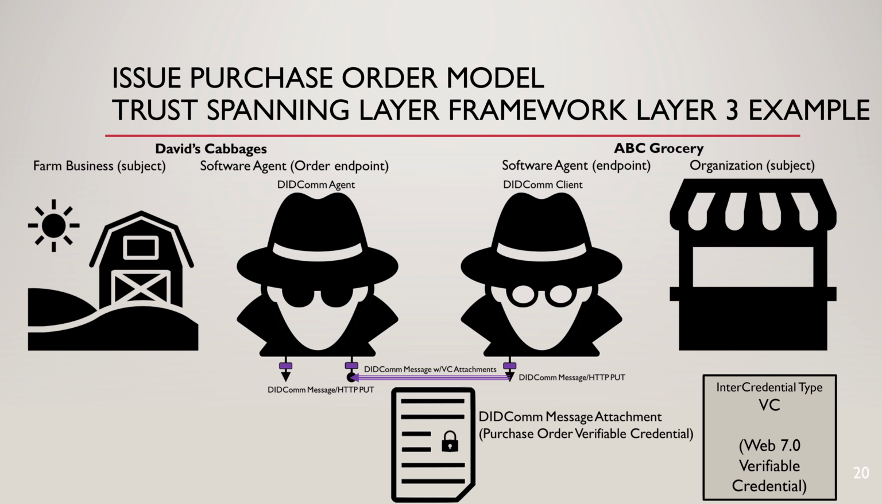And so at the bottom, you can see the purchase order verifiable credential, and you can see its blood type is VC. And it is sent by ABC Grocery's DIDComm agent, and it's received by David's Cabbages DIDComm agent, very similar to really what we've been talking about all along. So presumably it fits in nicely into the hierarchy.